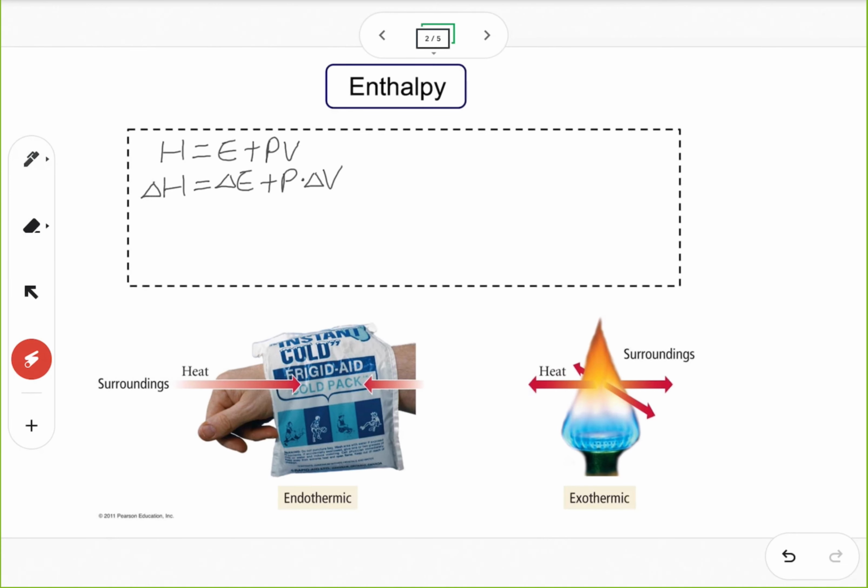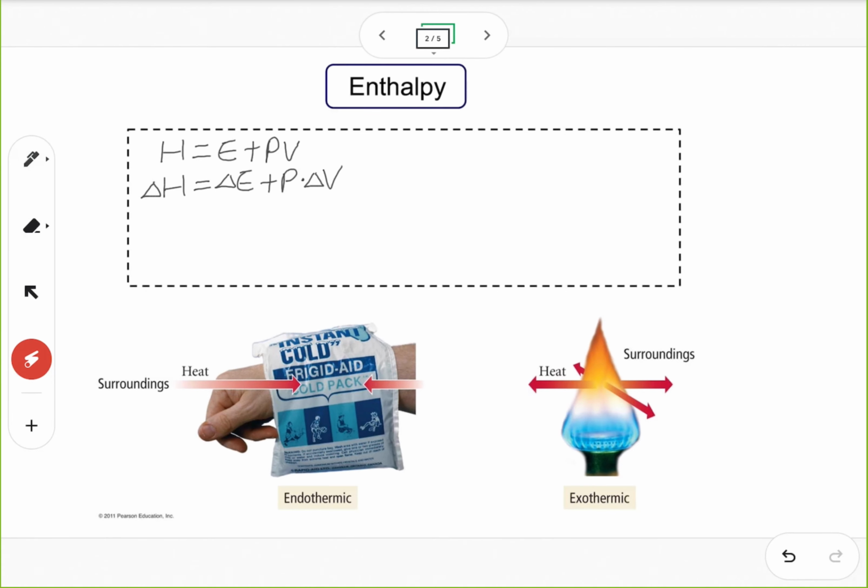Remember, when we talk about the enthalpy change, we assume that pressure remains the same. It's like we are doing a chemical reaction at one atmospheric pressure. In general, we don't need to consider the pressure change when we talk about the enthalpy change. But the delta V, volume change, is going to be associated with the enthalpy change. All right, now, this is the enthalpy change in general.